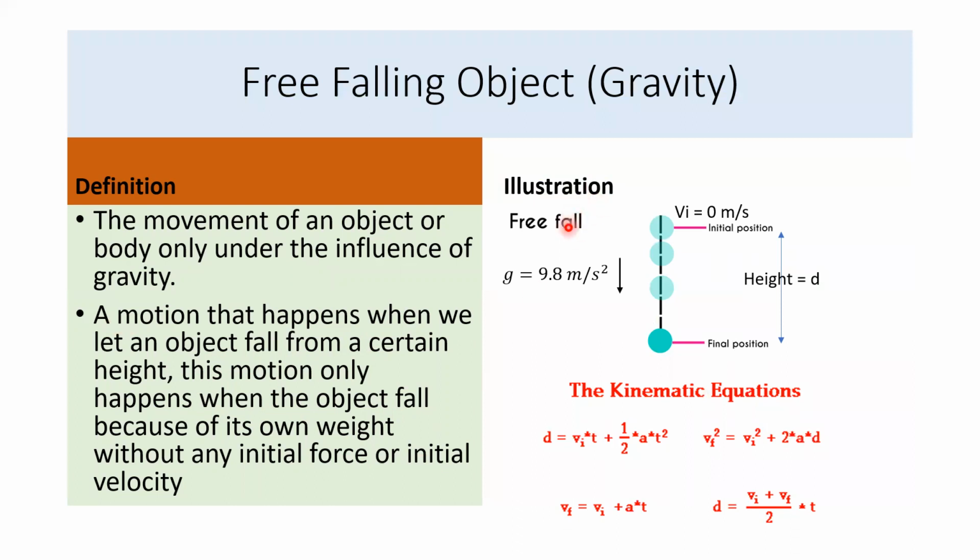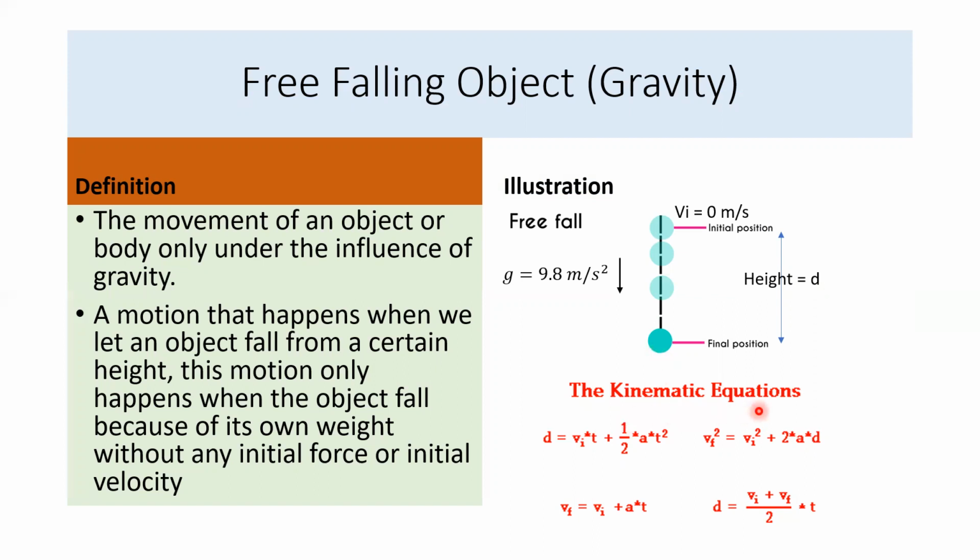It can be illustrated when the object is falling from the height d with the initial position d0 and the final position df. The object is moving to the center of gravity without initial velocity. The acceleration due to gravity is in the same direction as the movement of the object. So we can apply the concept of kinematics to find the unknown in a free-falling object.